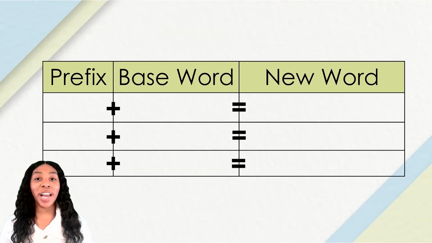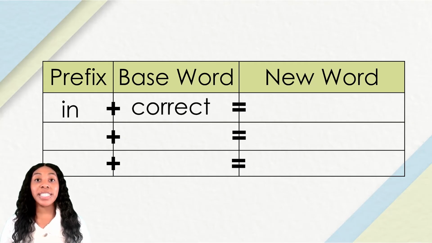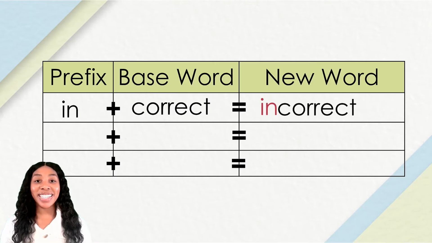Get your paper and pencil ready so that we can build some words. Let's go. The first prefix is in. The base word is correct. When I put the prefix in with the base word correct, what new word do I make? Incorrect. How does the prefix in change the meaning of the word correct? Incorrect means not correct or not right. Go ahead and write down the word incorrect on your paper.